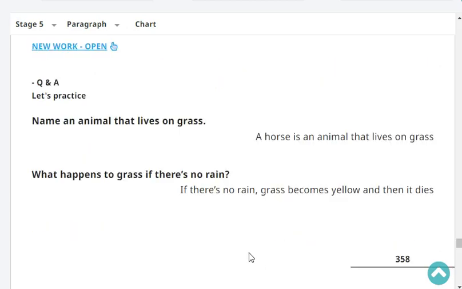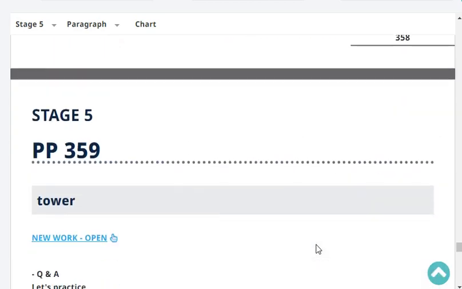Name an animal that lives on grass, please. A horse is an animal that lives on grass. What happens to grass if there's no rain? If there's no rain, grass becomes yellow and then it dies. Very good.